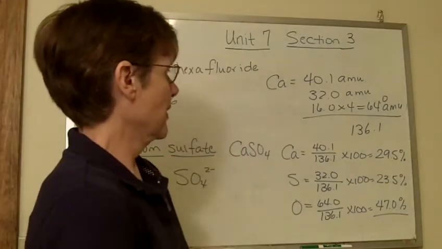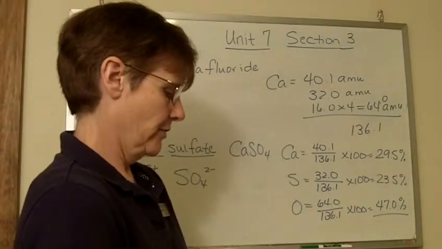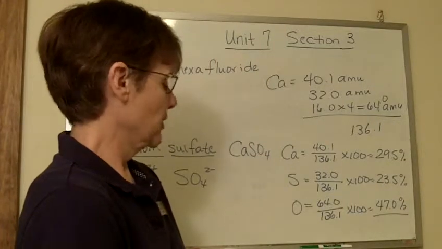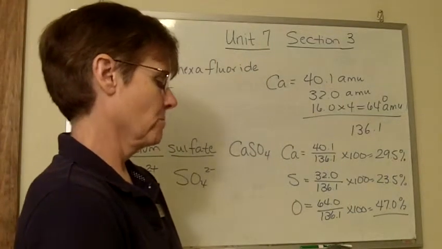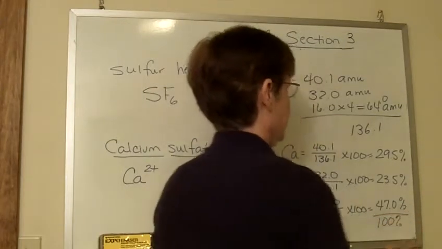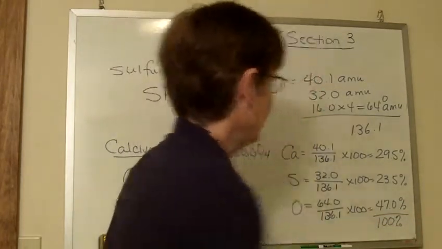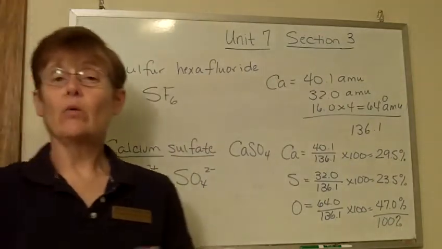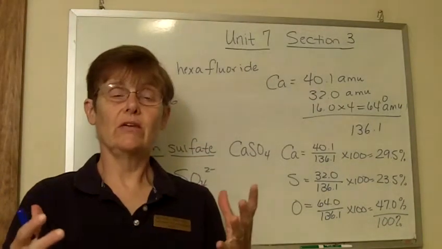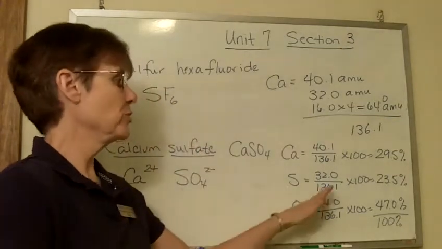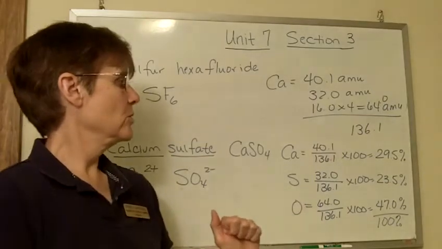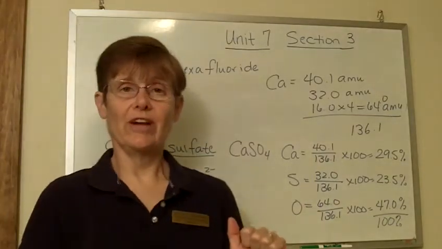All right, let's see if that comes out. 29.5 plus 23.5 plus 47. Yes, indeed. It's always a good sign. So again, no matter what size sample you have, whether it's only one formula unit or whether it's a ton of the stuff, this would have the same percentage by mass of these different elements. So this is a new skill that we will be working on in this section.